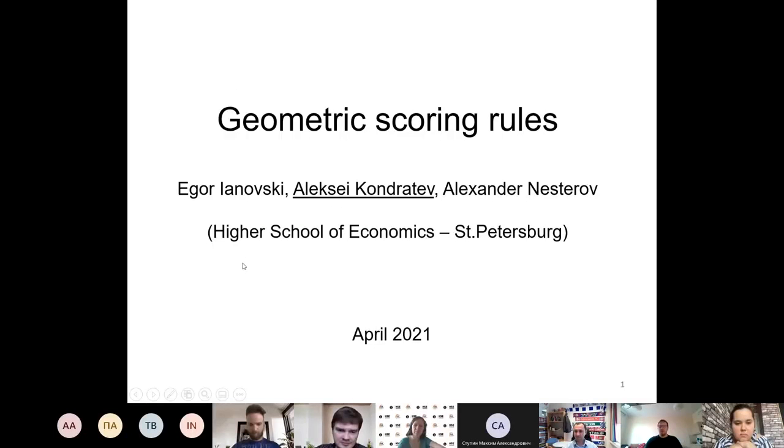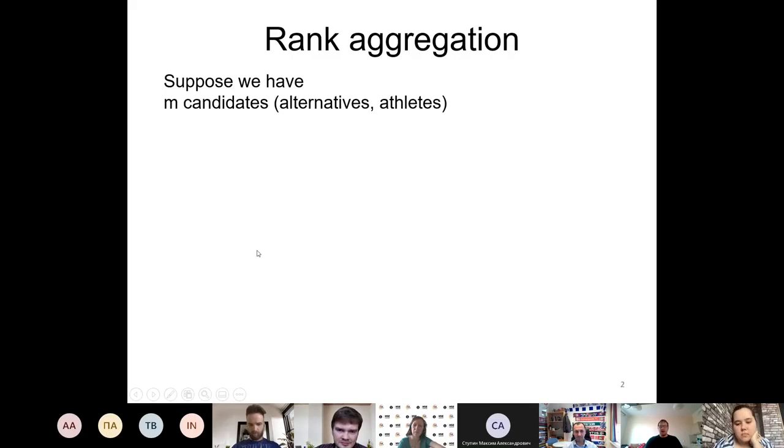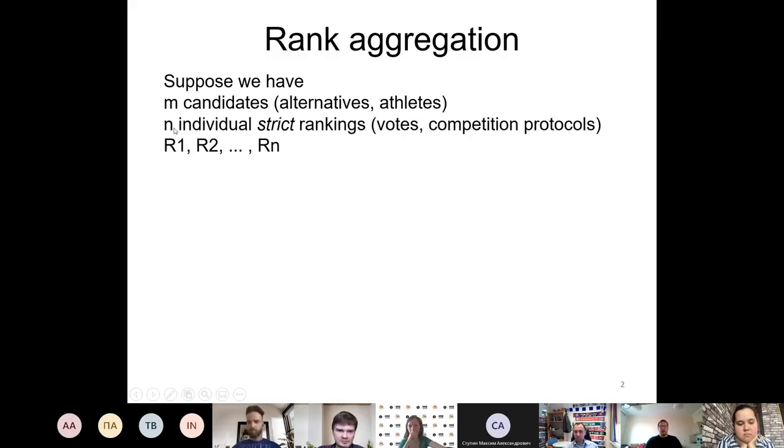Rules, because it is our main finding. I will start by reminding you about the rank aggregation problem that we study. Suppose we have M candidates, or in the context of sports competitions, we call them athletes. And we have N individual strict rankings. It can be votes or competition protocols. We denote them R1 to Rn.